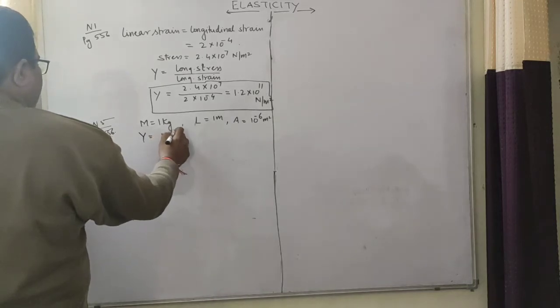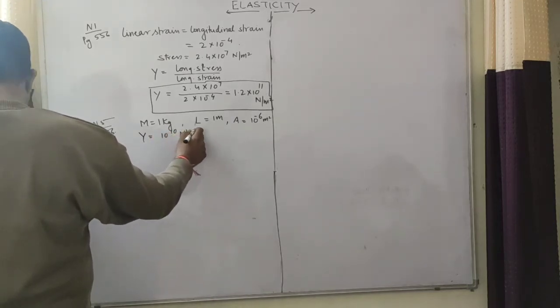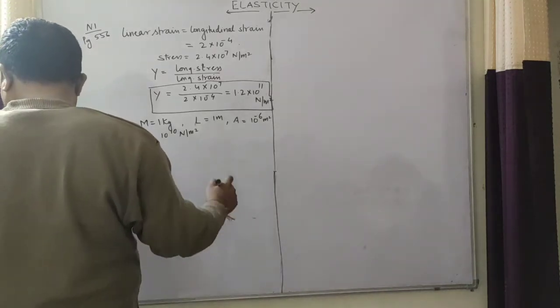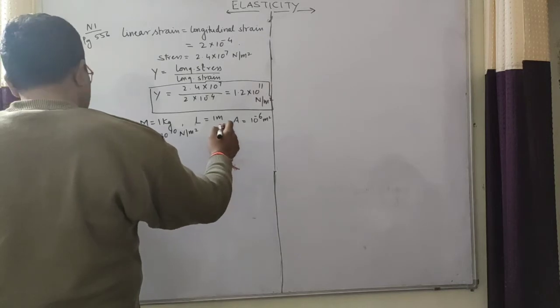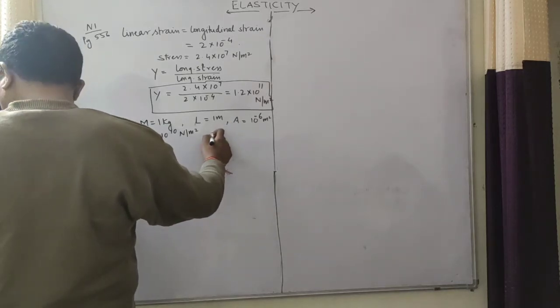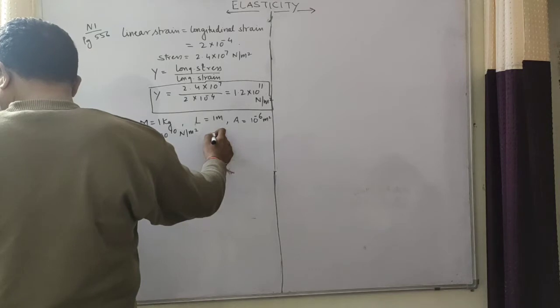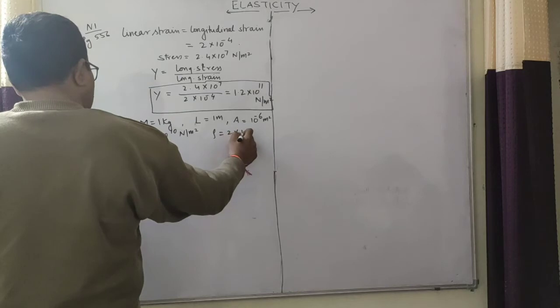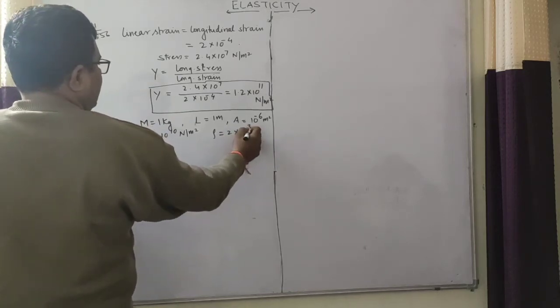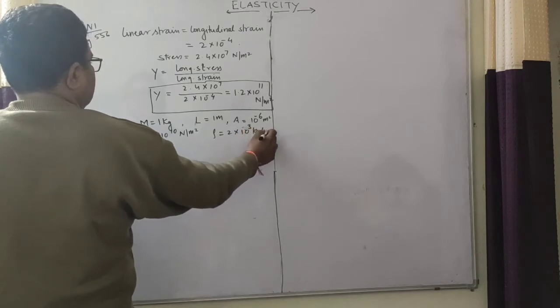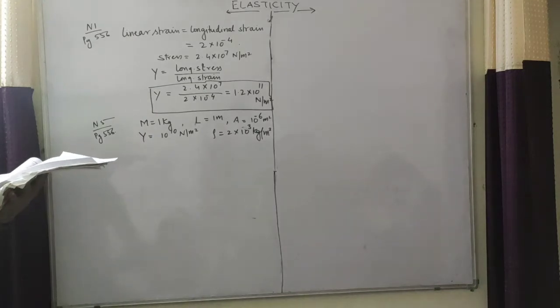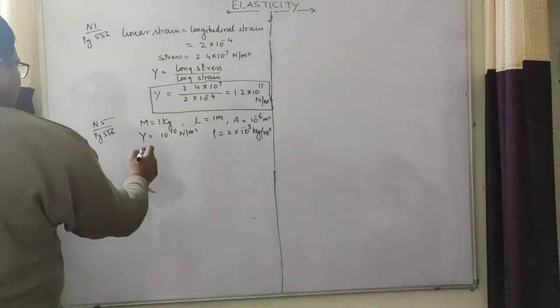10 to the power 10 Newton per meter square, and the density of the material of the wire, I am taking it as rho, 2 into 10 to the power 3 kilogram per meter cube. This is the density of the material of the wire. Find elongation in the wire. You have to find this.